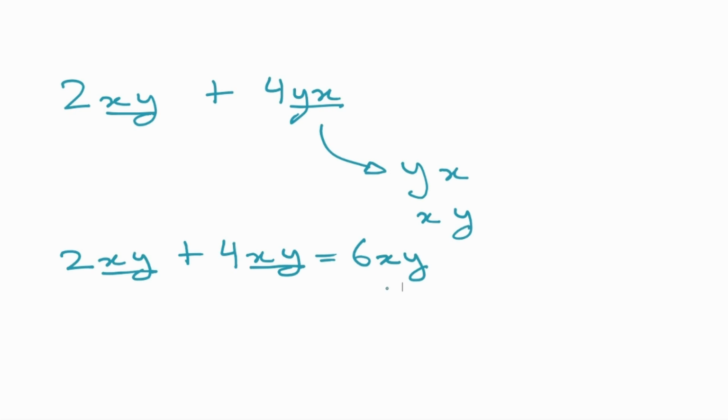6xy will be our answer. The final question type looks at something like this. 12y plus 3x plus y. Now here, it focuses on two different principles.